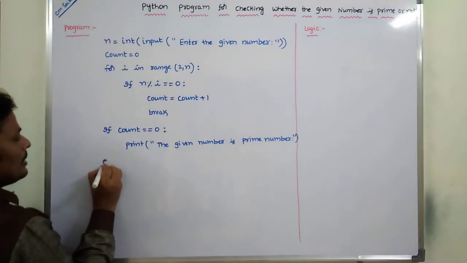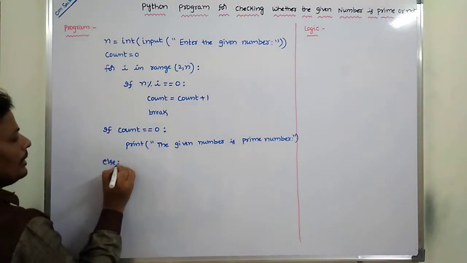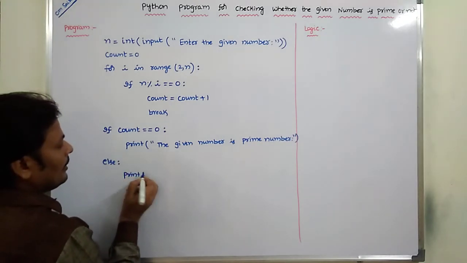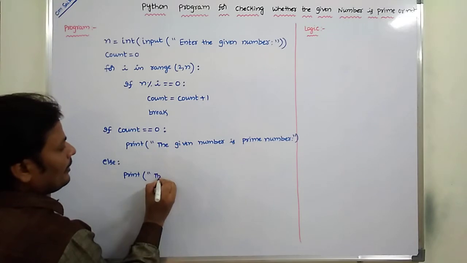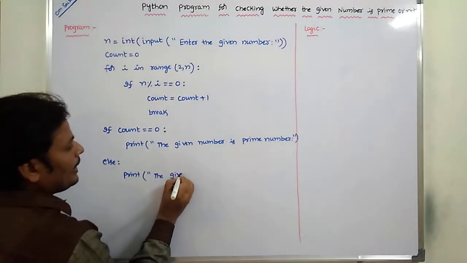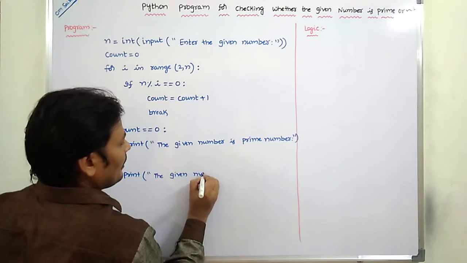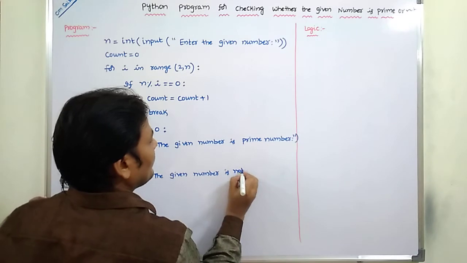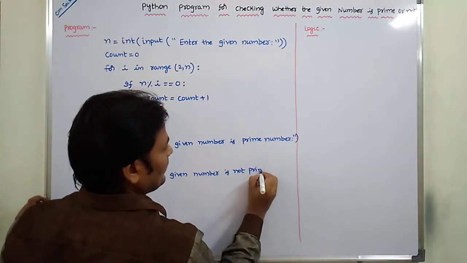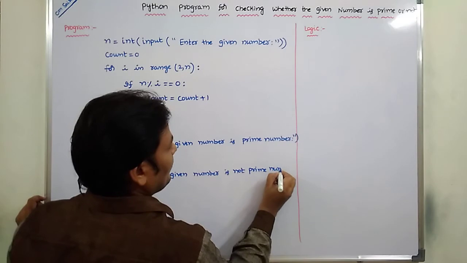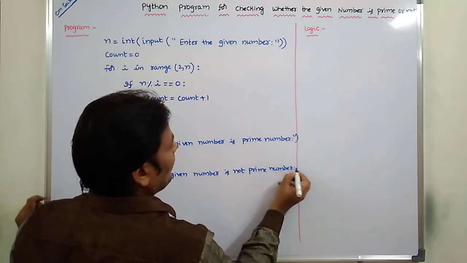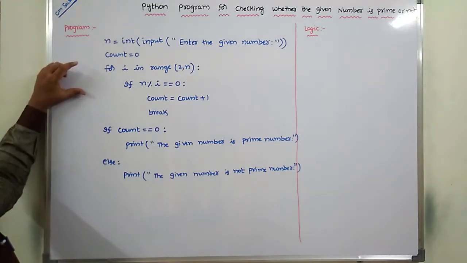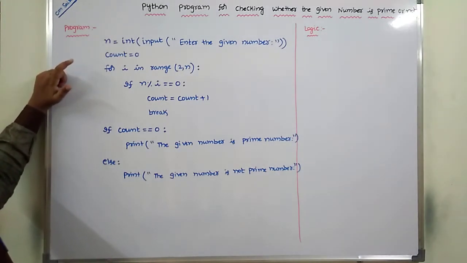Else, again colon, again I am taking one tab space. Print "The given number is not prime number". So this is the prime number program, checking whether the given number is prime or not.